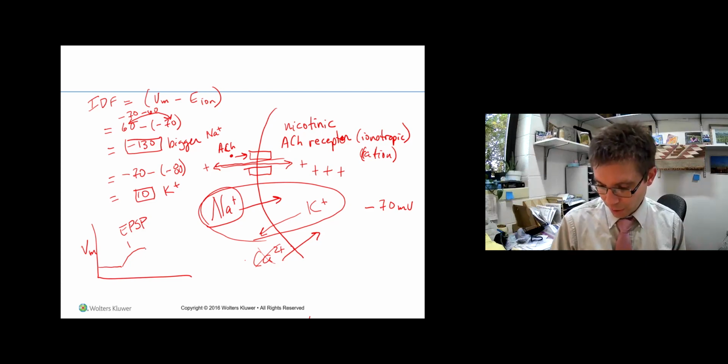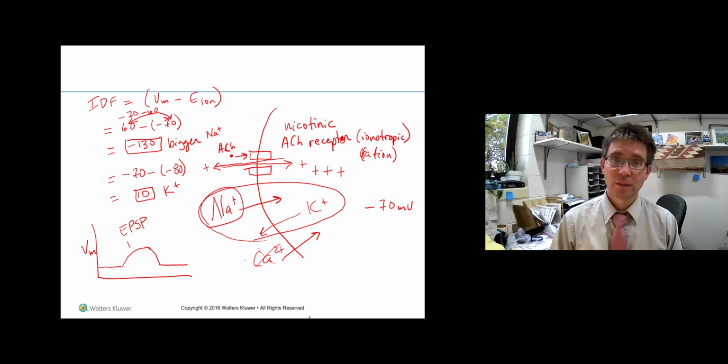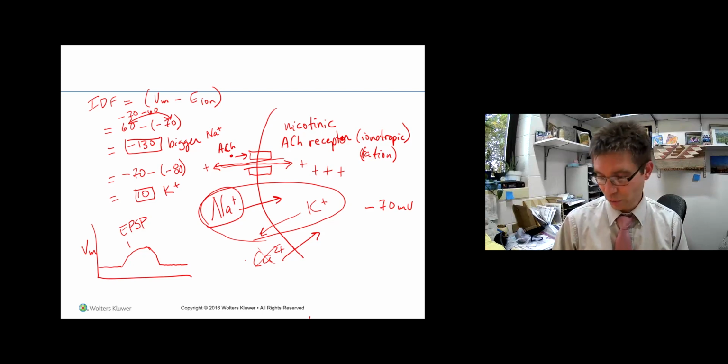But it's an EPSP. And so the EPSP will rise, we'll get a more positive membrane potential, but then we'll see it fall back down to rest. And the reason that would happen is because the channel was closed. So if the channel closes, then we'll return back to rest because that sodium won't be coming in anymore. What would cause the channel to close? The channel will close when the neurotransmitter releases from the receptor.